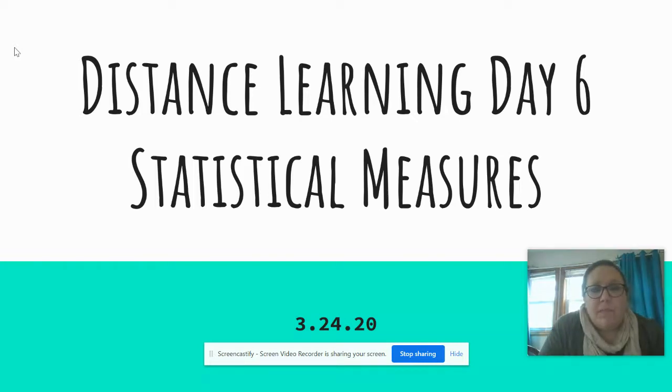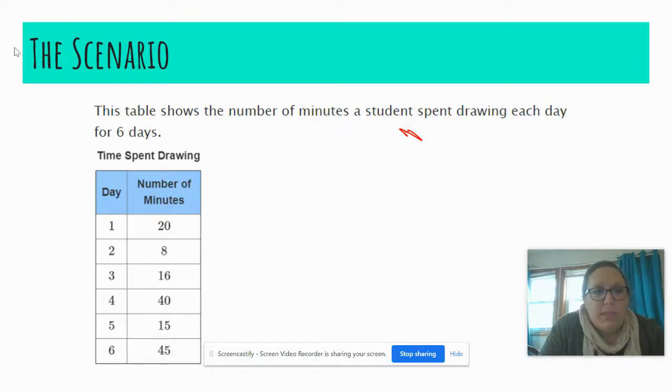Okay, today we're going to be kind of going back. We were talking a lot last week about statistical measures, and we're going to be using that today to do some more problems. So I have a scenario here that the table that we see shows the number of minutes a student will spend drawing each day for 6 days. The first day they draw 20, the second day they draw 8, and so on. So this is going to be our information for that whole open response question. So we're going to keep referring to this table.